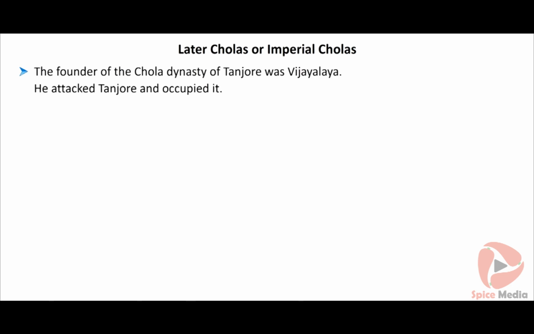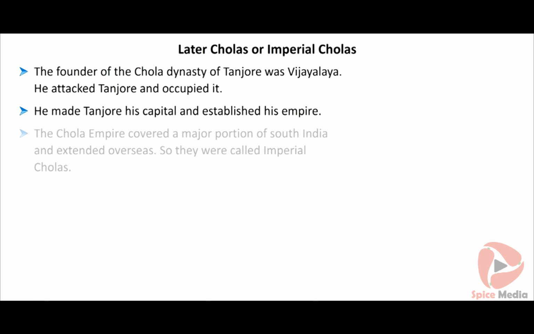The founder of the Chola dynasty of Tanjore was Vijayalaya. He attacked Tanjore, which was under a feudatory chief, Muttaraiyar, and occupied it. He made Tanjore his capital and established his empire. He ruled from 850 to 871 AD. The Chola Empire covered a major portion of South India and extended overseas to Sri Lanka and Kadaram that included Sumatra and Malaya. So they were called Imperial Cholas.